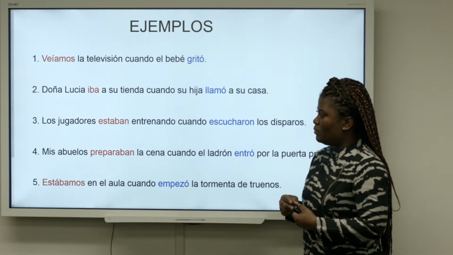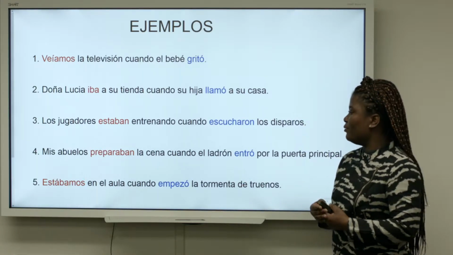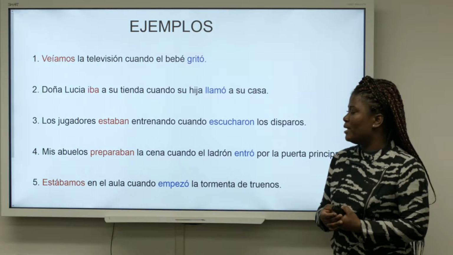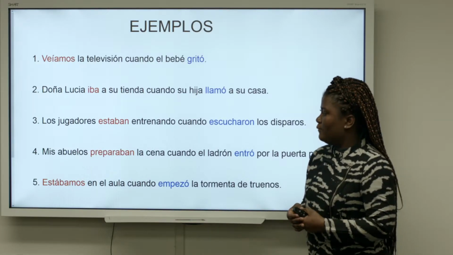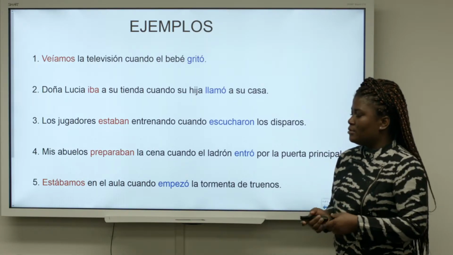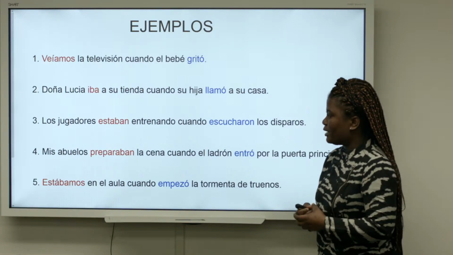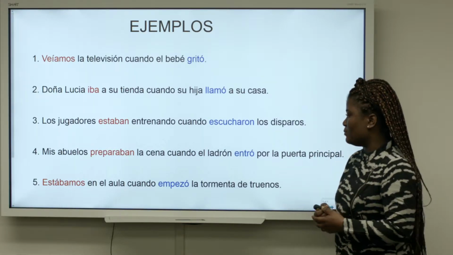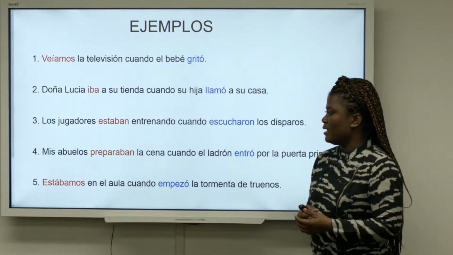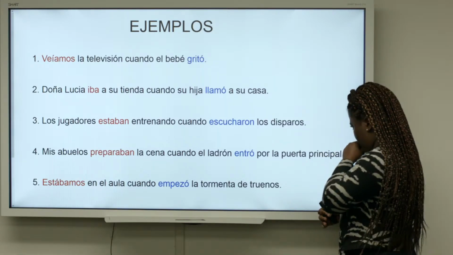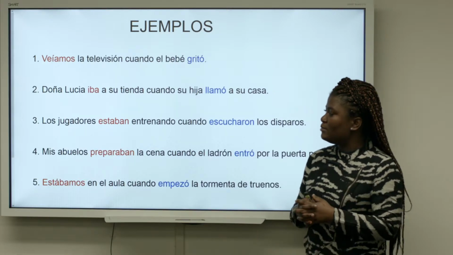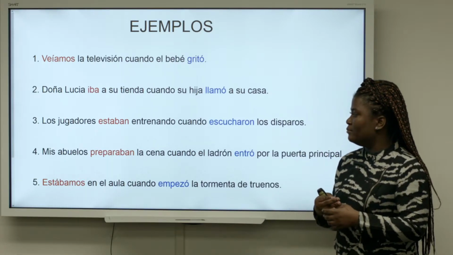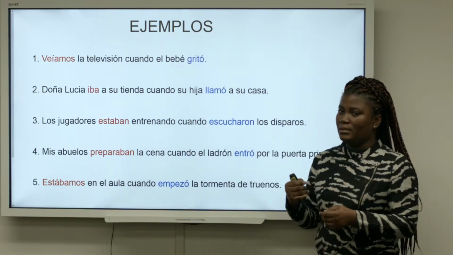Number 3. Los jugadores estaban entrenando cuando escucharon los disparos. The players were training when they heard the shots. So the action was in progress, training, and then they heard the shots.